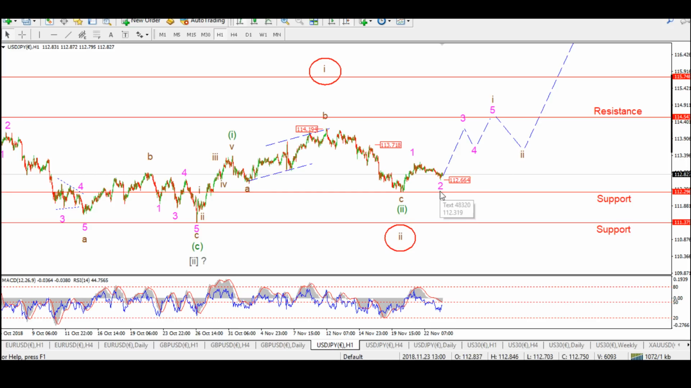So for next week, the focus is to the upside, with the intention of building a 5 wave pattern off this wave 2 low. So let's see how that works out.